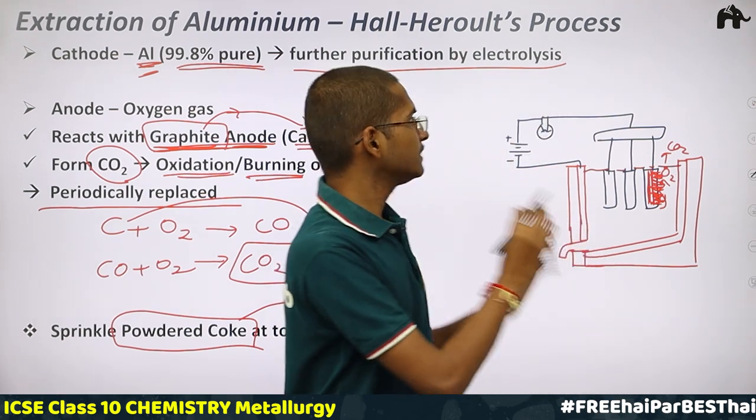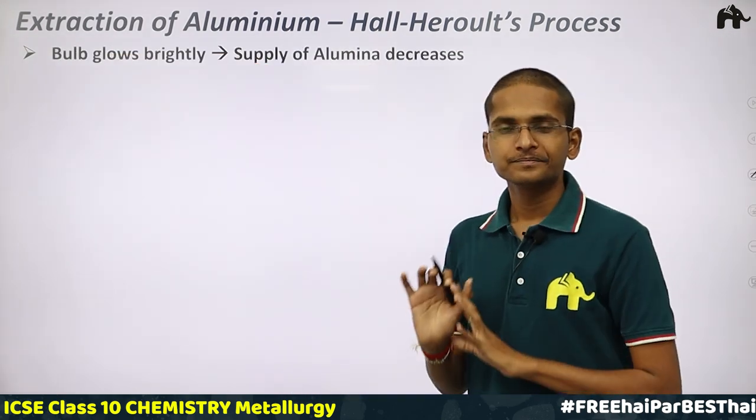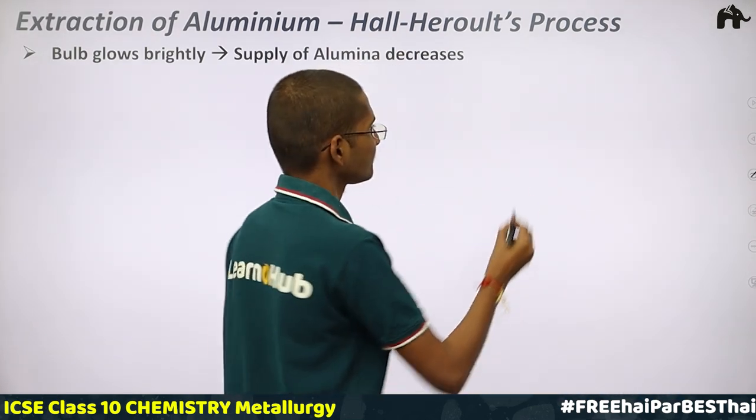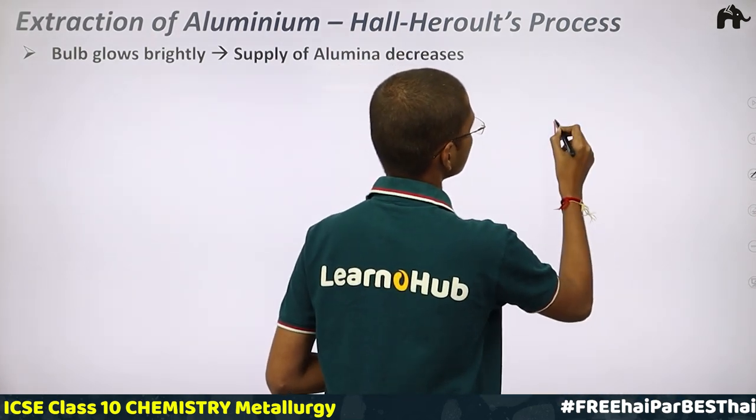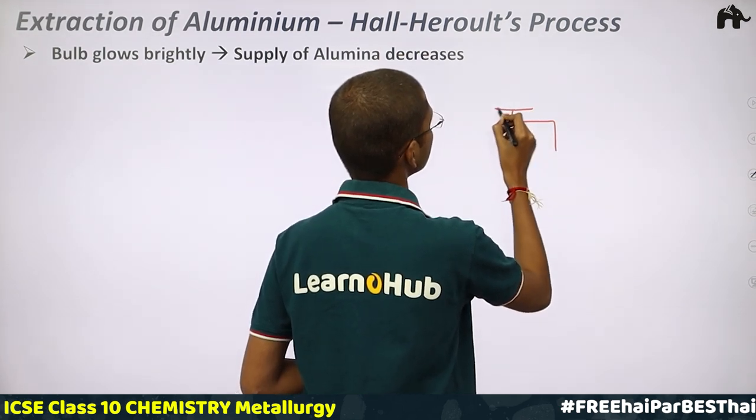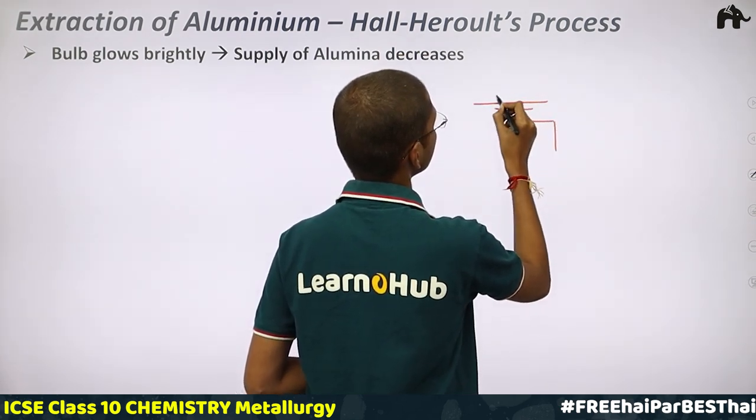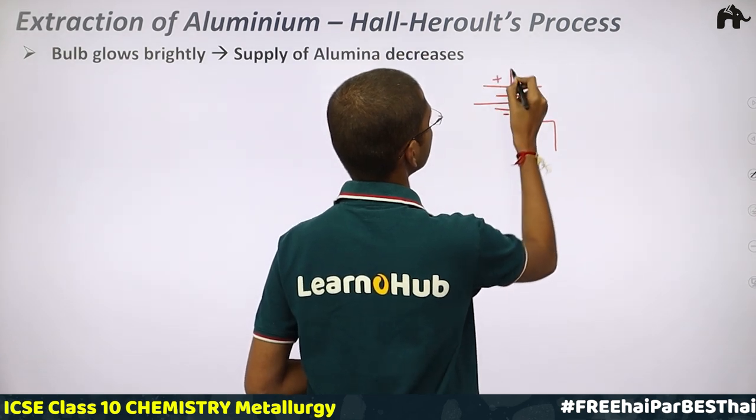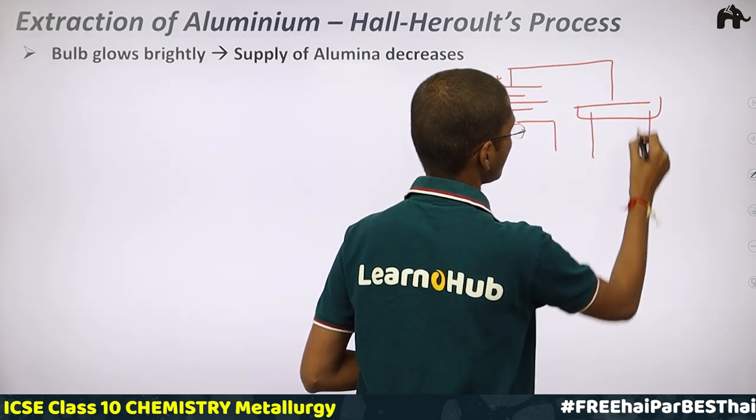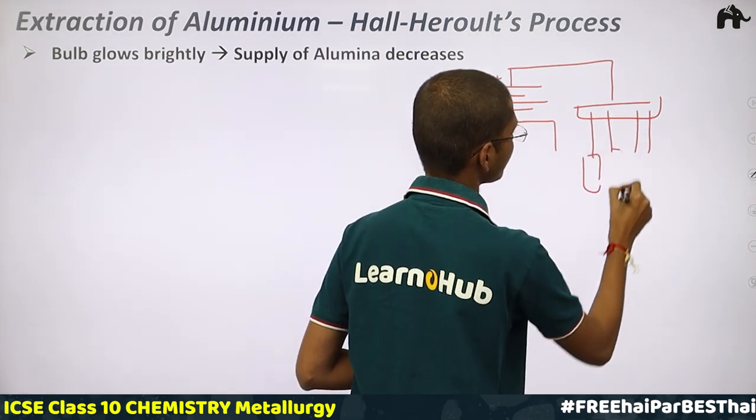Now let's see one more interesting thing, the last one. I have shown you that this is a circuit, negatively charged, positively charged in this way, and the anodes are being suspended in the electrolyte.